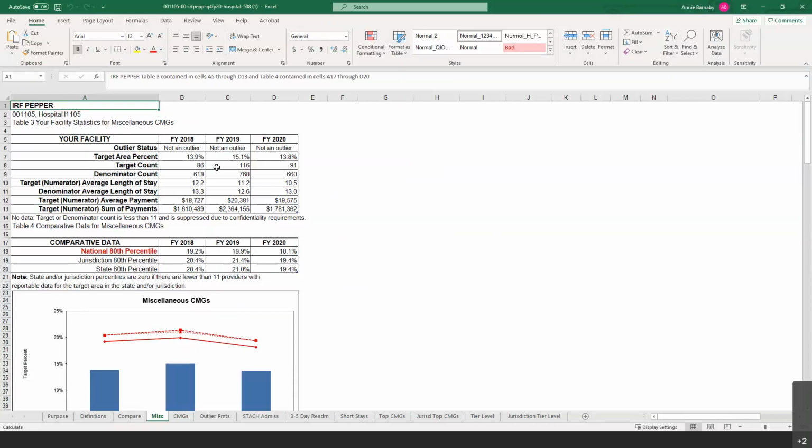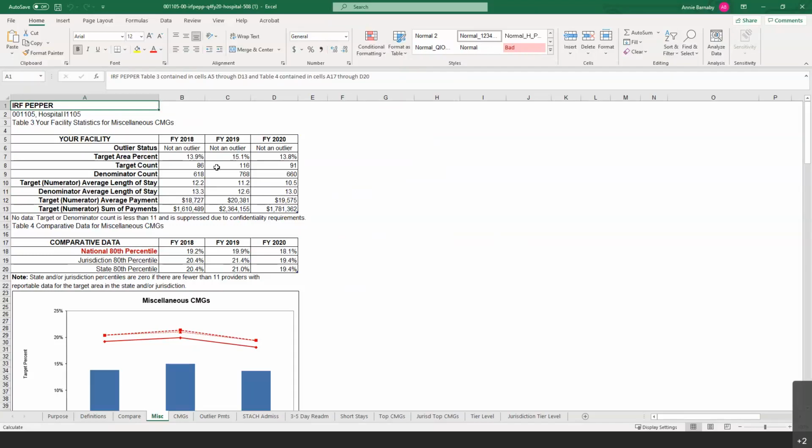Moving down that chart, the target area percent, you can see their percent outcome, this facility's percent outcome, where they are on that rung of the ladder. And then the PEPR breaks down that calculation for you. The target count, which of course would be the numerator, and then the denominator count. So we give you all the information.